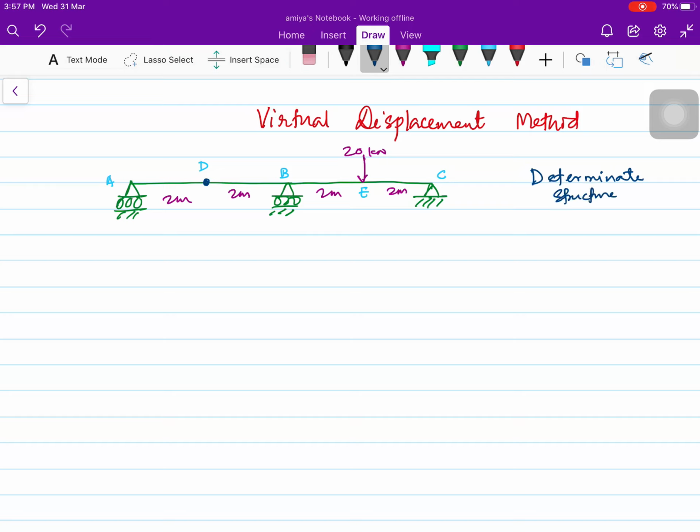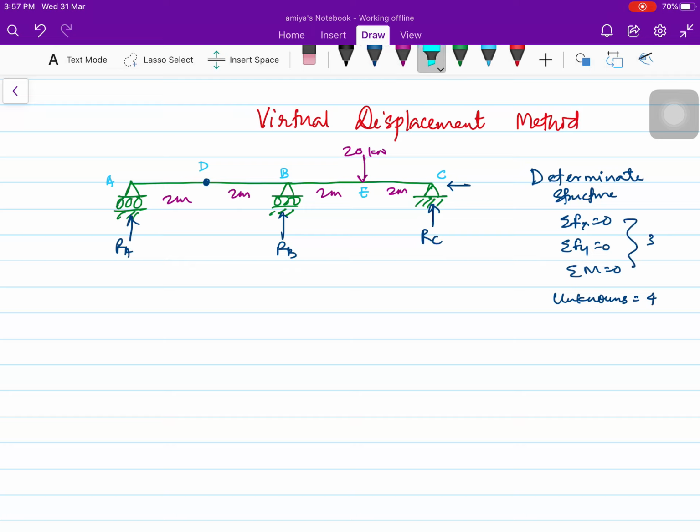So we know we have three equations of equilibrium: summation of Fx is equal to 0, summation of Fy is equal to 0, and summation of moment is equal to 0. And here we have total unknown reactions. Roller support, 1 reaction each, RA and RB, and here we have 2 reactions because it is a hinge support. So we have total unknowns 4, but you can see we have 3 equations of equilibrium.